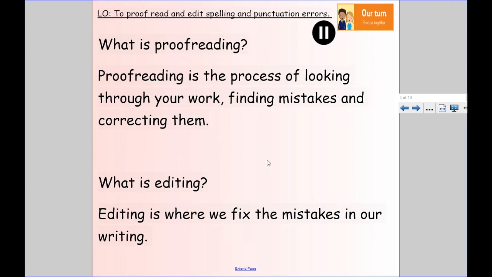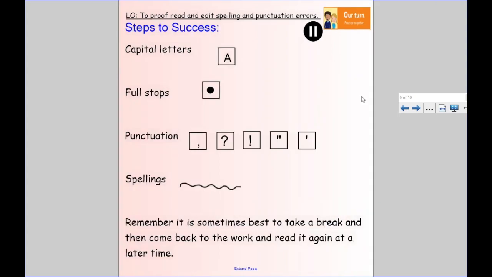So what is proofreading? We looked at this a few weeks ago just before half term. Proofreading is the process of looking through your work, finding mistakes and correcting them. And editing is where we fix the mistakes in our writing. So here are our steps to success for today's lesson.